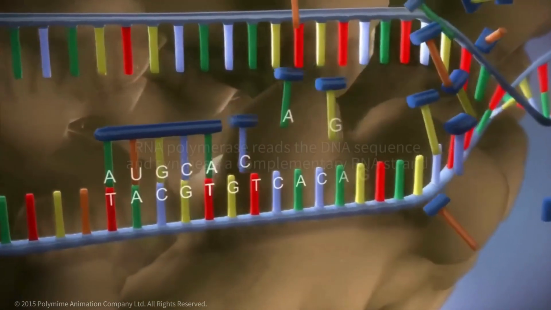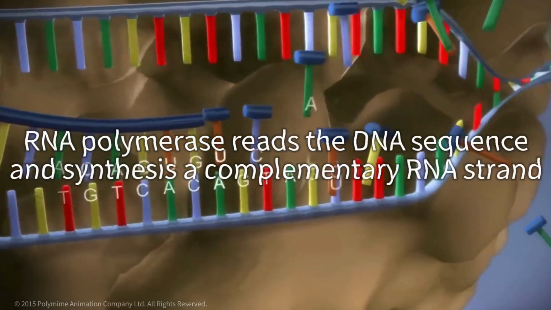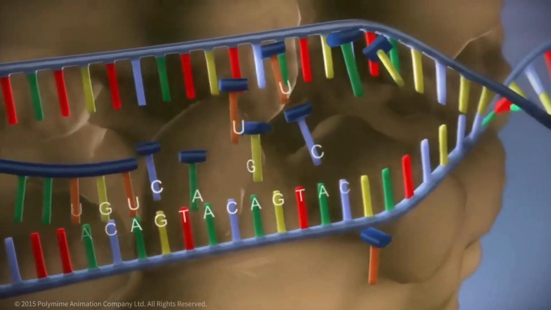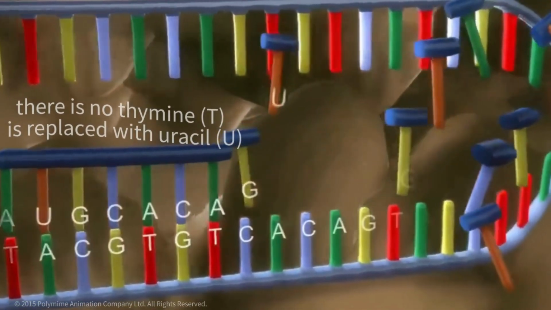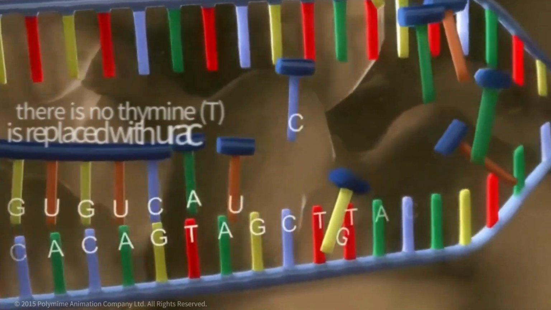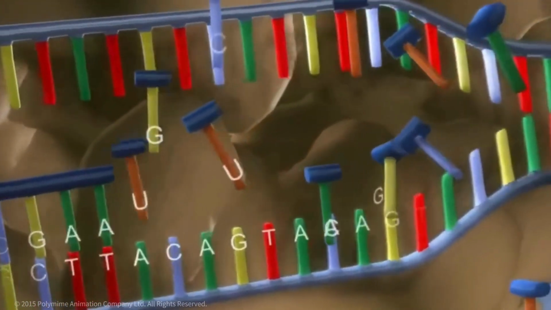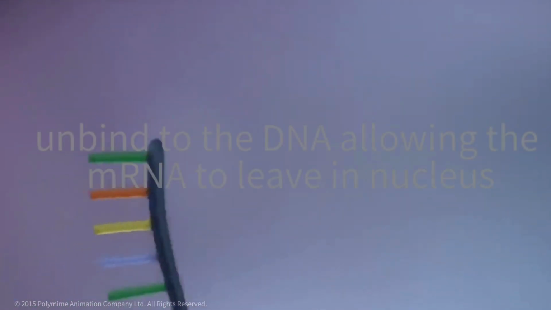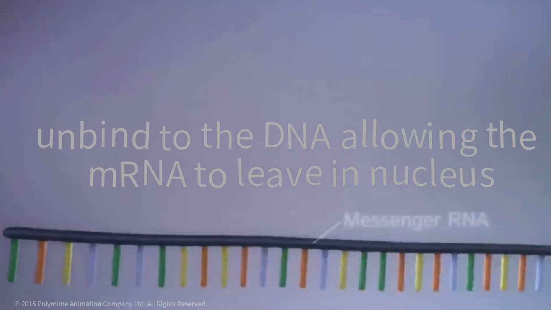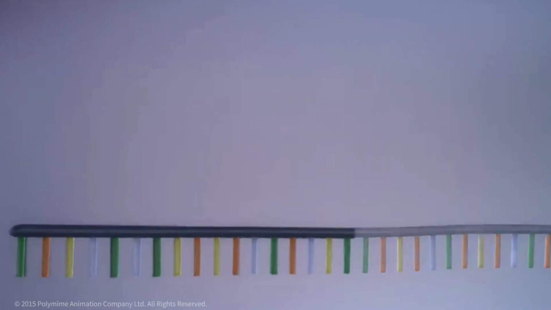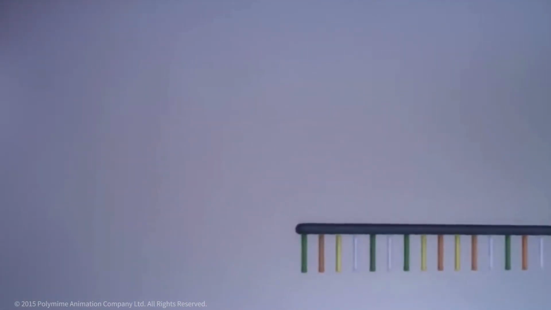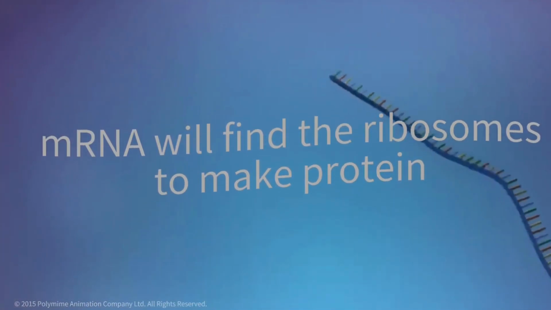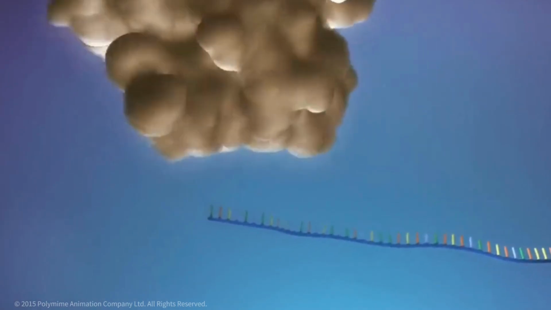You can see here that the sequence of nucleotides in the DNA is used as a template to determine the sequence of the bases in the mRNA molecule. And there is no thymine in the RNA. Instead, it is replaced with uracil. Whenever this RNA polymerase reaches a terminator sequence, it is going to unbind from the DNA, allowing the mRNA to leave the nucleus. This messenger RNA, a copy of DNA, will find the ribosomes that will be used in the translation process.